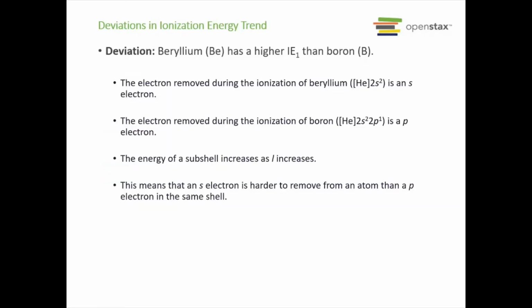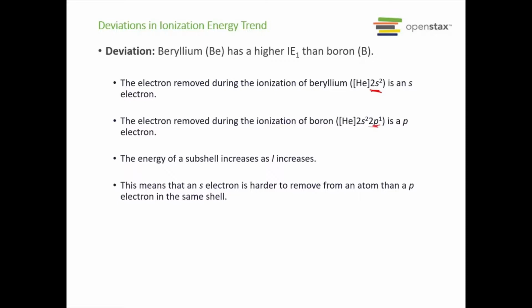So let's talk about some deviations. Beryllium has a higher first ionization energy than boron. And this is because the electron removed to ionize beryllium is an s electron. So it's got this 2s2, this nice filled s orbital. Whereas boron goes 2s2, 2p1. And it's got this single electron in the p orbital.